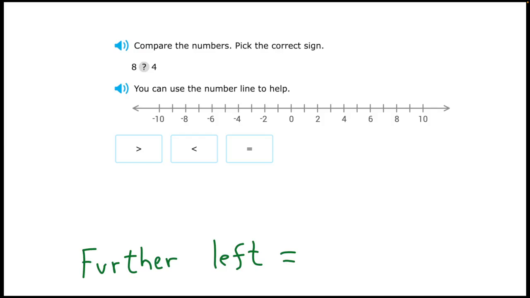In today's lesson, we will be looking at comparing integers, which is just a fancy way of saying we're going to look at positives and negatives, and we're going to try to figure out which one is bigger and which one is smaller.